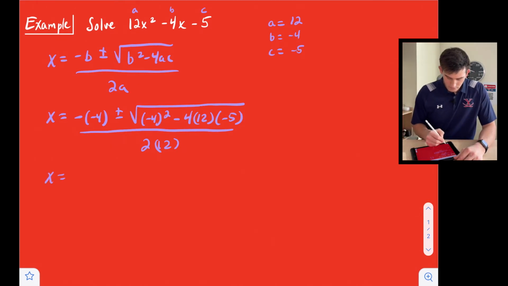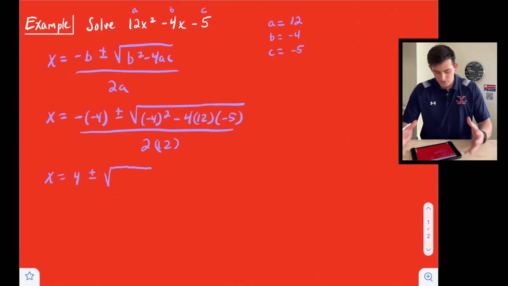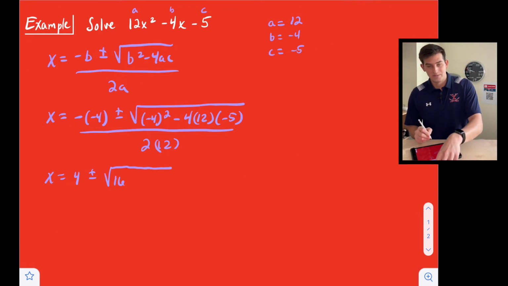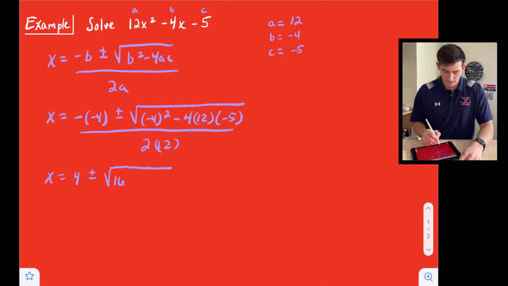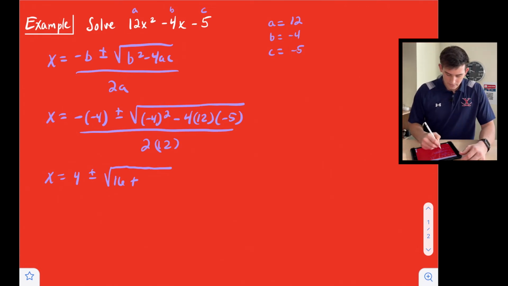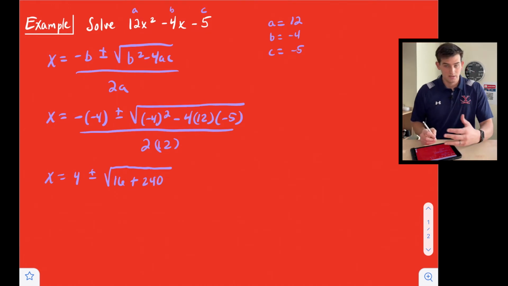So x equals, well, opposite of negative 4 would be positive 4, plus or minus the square root. And now let's do all of this, maybe one at a time. So negative 4 squared would be 16. And now we have negative 4 times 12 times negative 5. So notice how we have two negatives in there. So I know this is going to be plus. And now we can go ahead and multiply these. You can multiply 4 times 12 and then multiply by negative 5. Or you can multiply 12 times 5, 60. 60 times 4, and that gives us 240. So that might be a little bit easier.